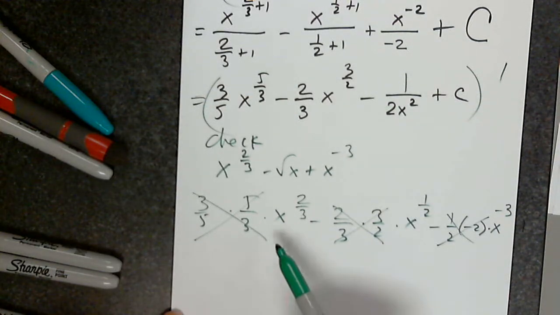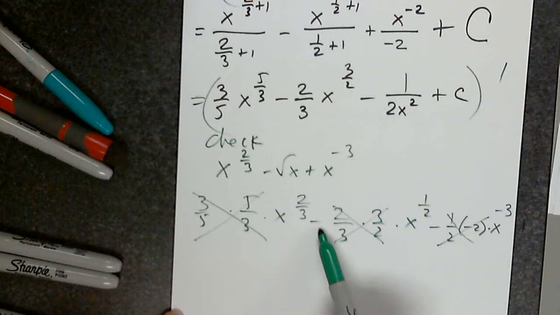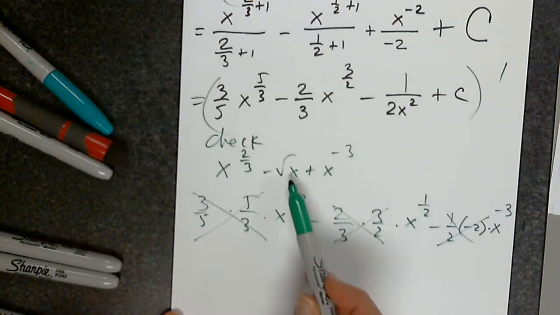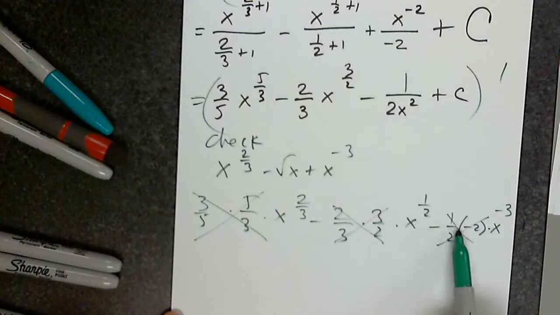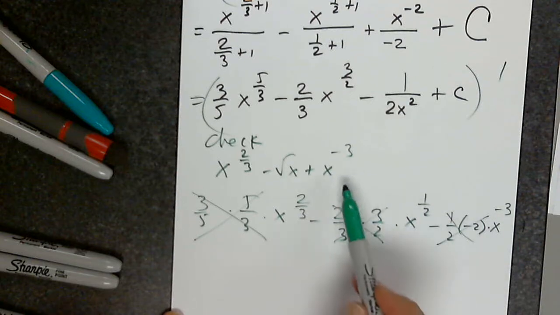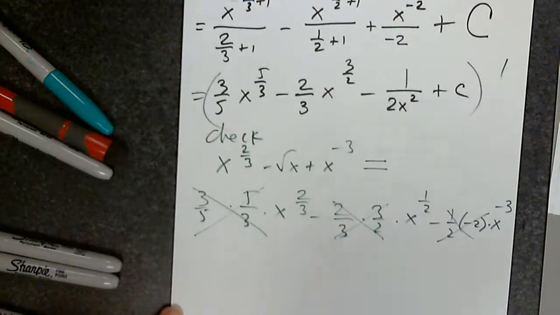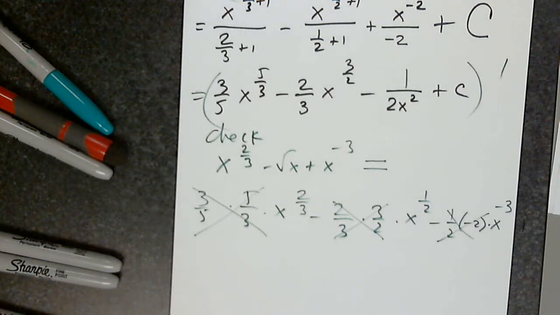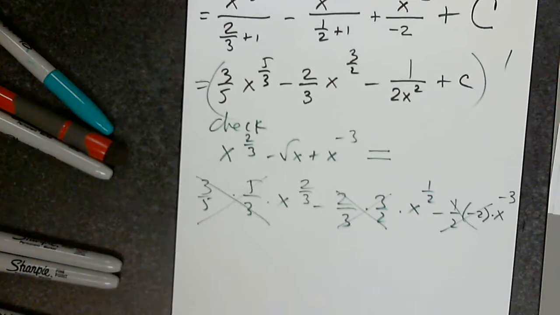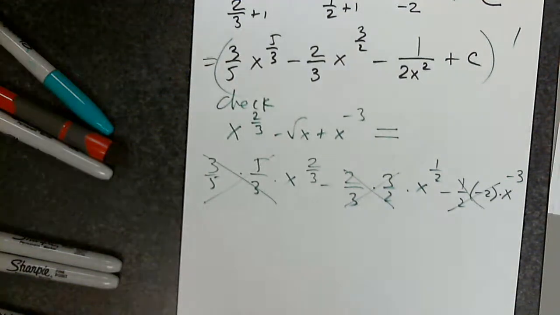So what did I get? x to 2/3 minus x to 1/2, which is this, plus x to -3, which is this. So they are the same. Which I cannot do with the definite integral. Any questions? Okay, let's look at the next.